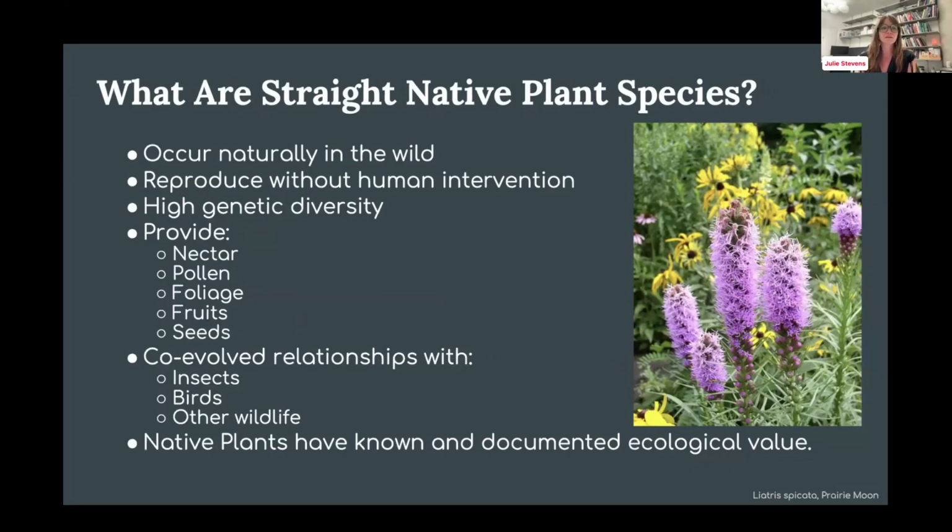They occur wild. They reproduce without anybody helping them. They have high genetic diversity. So a Liatris punctata that's in northern Iowa is going to be different than a Liatris punctata that's in southern Iowa. They provide nectar, pollen. They provide food sources. They provide habitat, excuse me, for other invertebrates and animals. And they keep evolving. So plants are constantly evolving with other insects and birds.